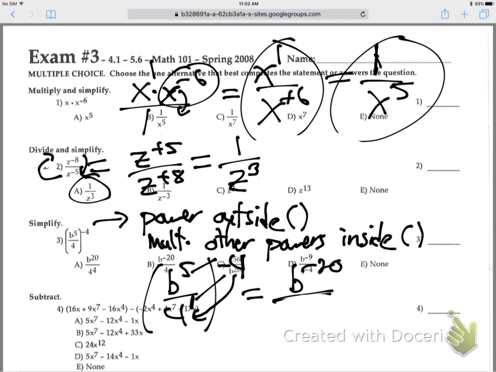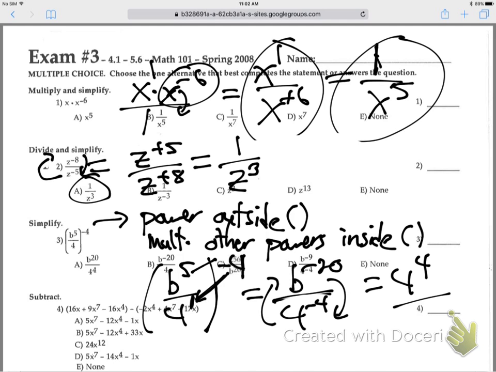So, don't make that mistake, right? So the minus 4 multiplies the power. Powers with powers. All right, so then we get to here, and they're both negative. They both jump. So it's 4 to the 4th over b to the 20th. There's our answer. Do they have that answer?